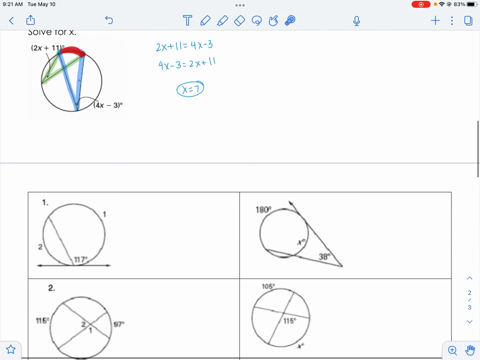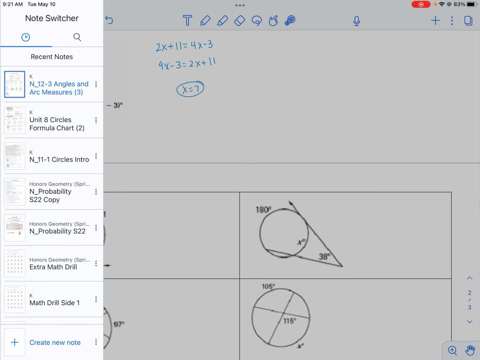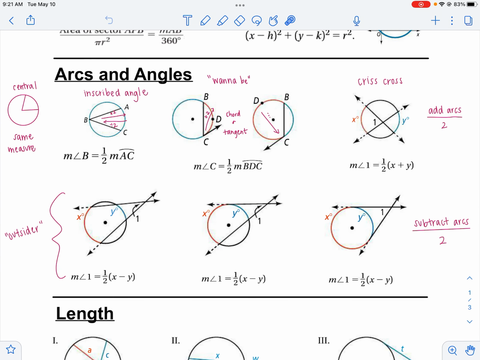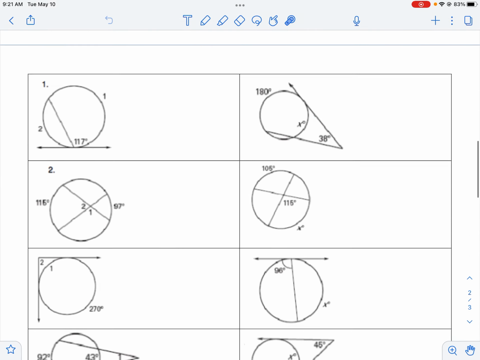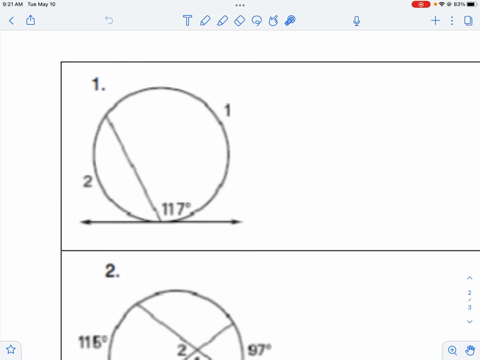So let's take a look at a few of our other options that we talked about on this formula chart. Because we don't just have inscribed angles. We also have wannabes, we have crisscrosses, and we have outsiders. So taking a look, I need to figure out what I have and then what's the rule from there. If I take a look at this one, I have a chord and then I have a tangent. It's not quite an inscribed angle, but it's like half in, half out. This would be an example of a wannabe.